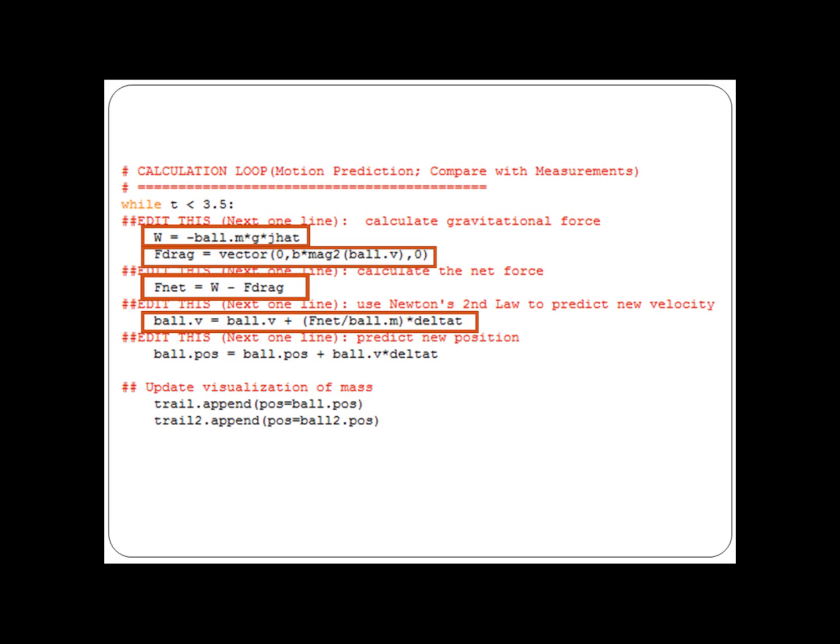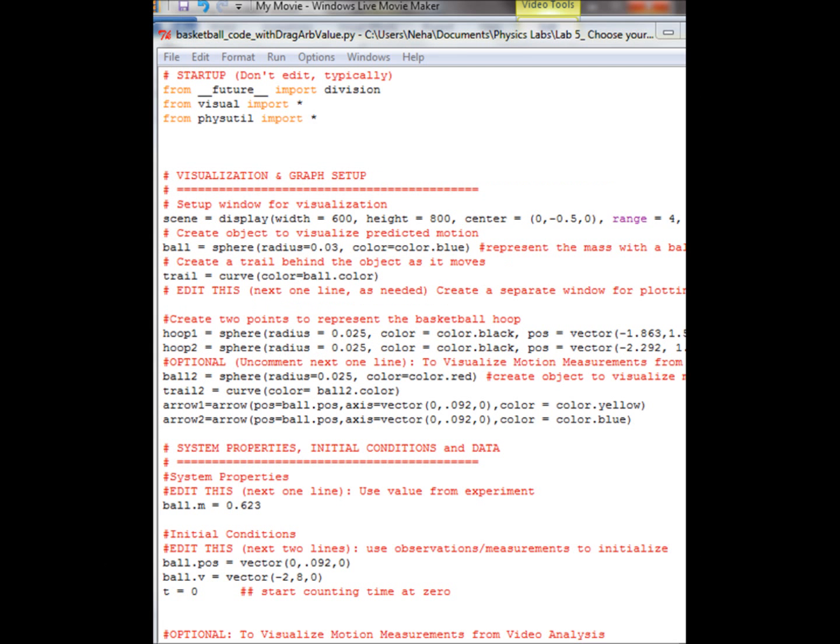Here's the ball's velocity using Newton's second law, and the position of the ball, and then we use the ball's position to create the trail in the Python code. Here's the code with the drag force. Let's run it.